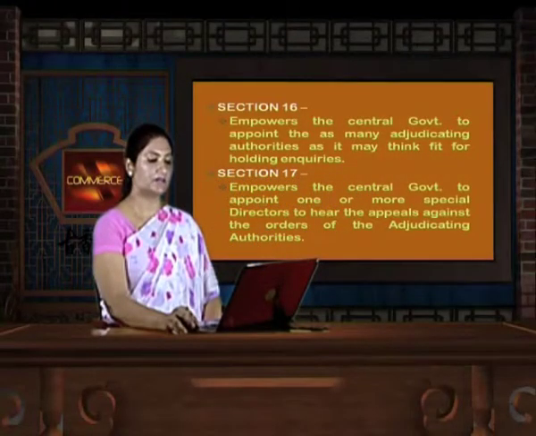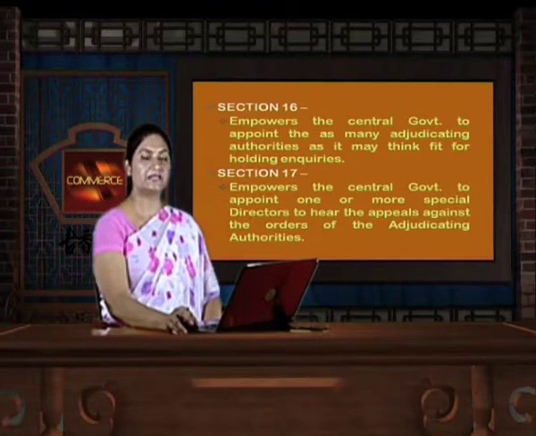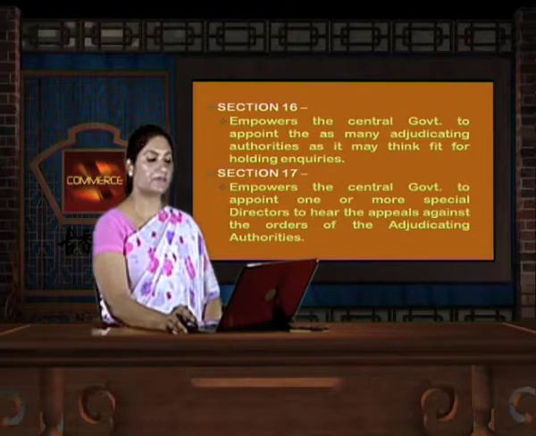Section 16 empowers the central government to appoint as many adjudicating authorities as it may think fit for holding inquiries. Section 17 empowers the central government to appoint one or more special directors to hear the appeals against the orders of the adjudicating authorities. So, all these are administrative sections in which the adjudicating authorities, if they feel fit, can appoint more persons. Also, it empowers the central government to appoint more special directors to hear the appeals against the orders of the adjudicating authorities.